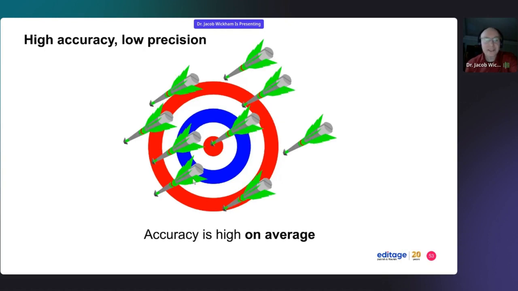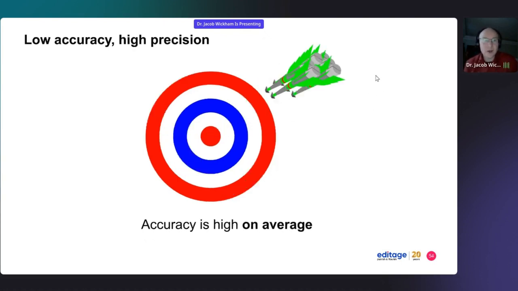This is high accuracy but low precision. So if you have an average, the average is actually the bullseye, but the precision is low. So here you have a large variance, but you have a meaningful average, and the accuracy is high on average. And this is low accuracy but high precision. This could happen if you don't calibrate an instrument. You're taking very, very precise measurements, but your instrument is not calibrated. So it's not accurate at all, but it is very precise.